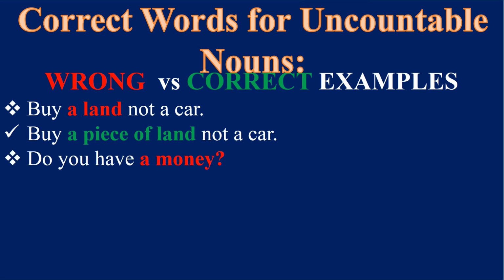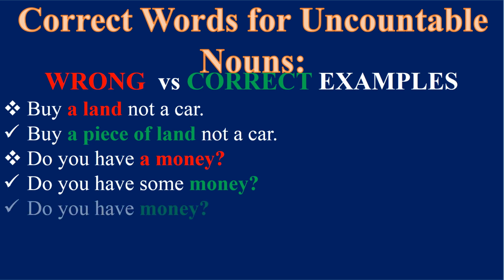Do you have a money? Do you have a money is wrong. Use do you have some money? Or do you have many? Do you have a many is wrong. Do you have some money? Correct. Do you have money? Correct.